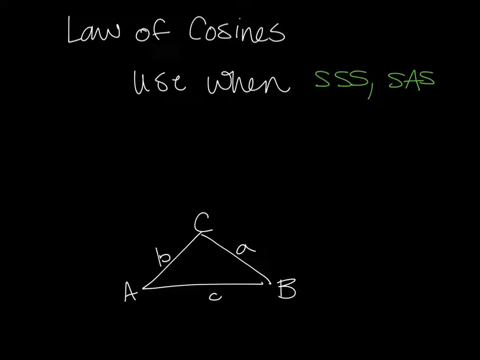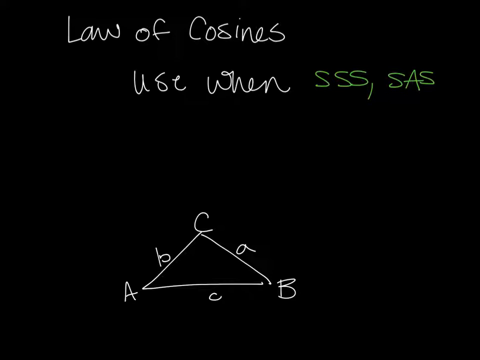Okay, last one in this unit that we'll be testing on is the law of cosines. Now, the law of cosines you use when you are told side, side, side, so you're given 3 sides in a row, or side, angle, side, where you're given a side, an angle in between, and then another side. So you have 2 sides and an angle in between. That's when you use the law of cosines.